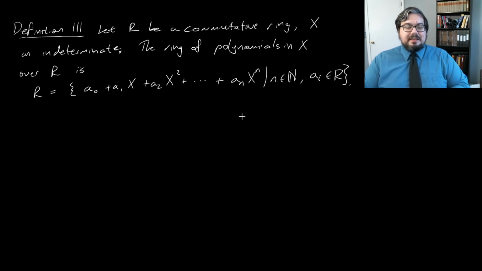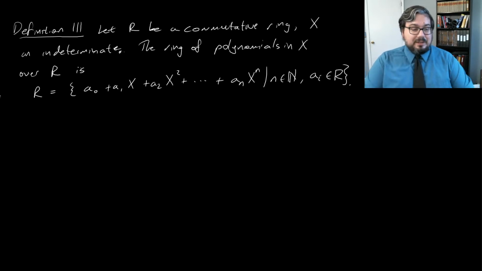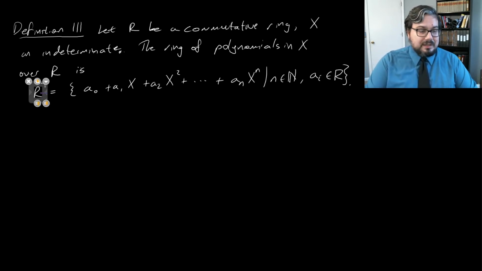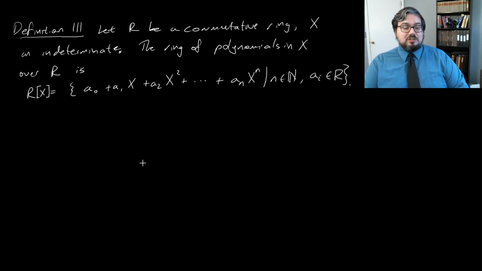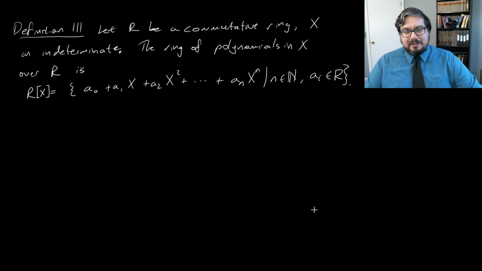So the elements of this ring look like typical polynomials. The difference between these and what we're familiar with is that the coefficients can come from any commutative ring at all that we want to build. And I realized I missed part of the notation here. This is not R, this is R adjoin X. And this is how we define it.